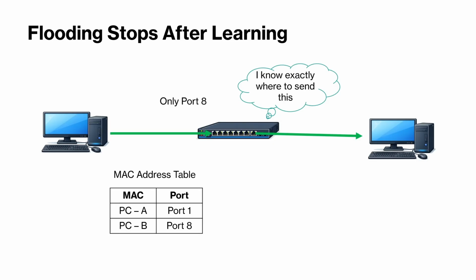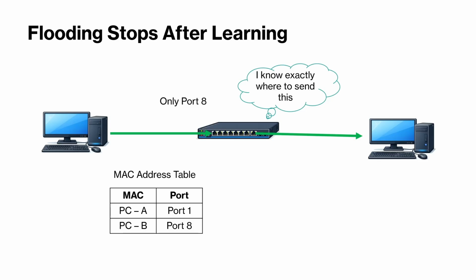Now the switch knows both devices. So the next time PCA sends traffic to PCB, the switch checks the destination MAC address, and now it is in the table. So flooding stops. From this point forward, traffic becomes a unicast. One sender, one receiver, one correct port. This is the big story of Ethernet switching. At first, there is uncertainty, flooding happens briefly, a reply teaches the switch, then everything becomes efficient automatically.